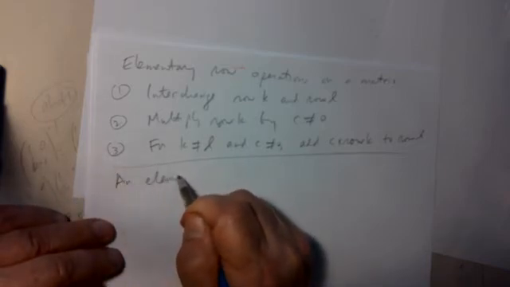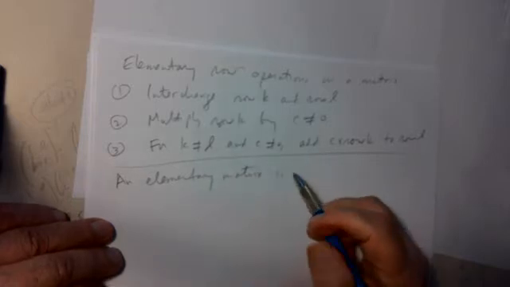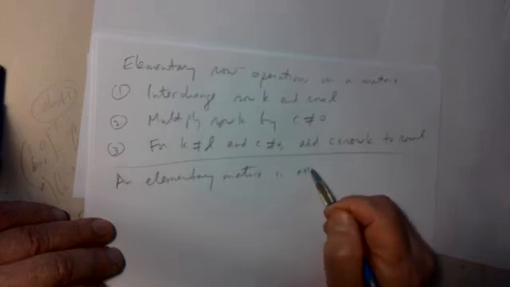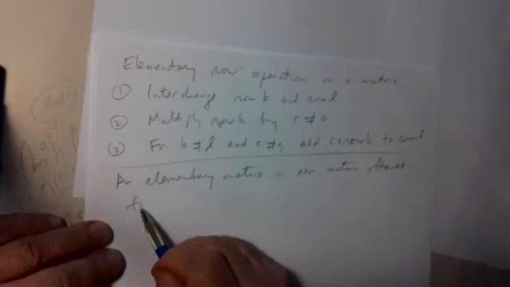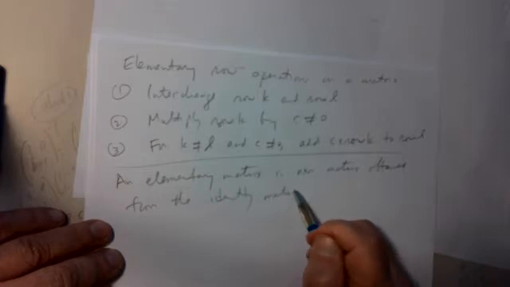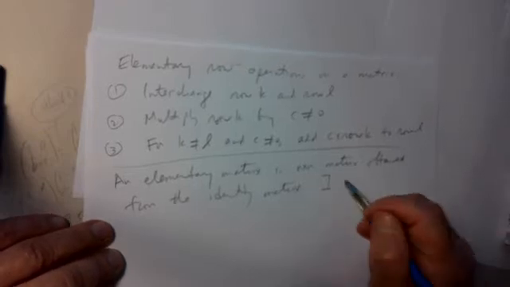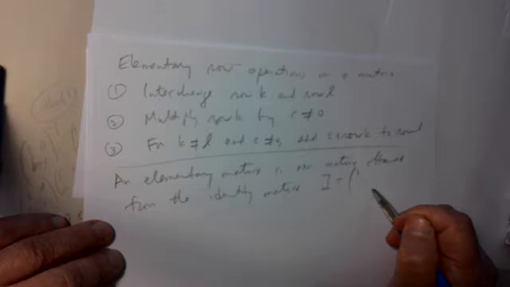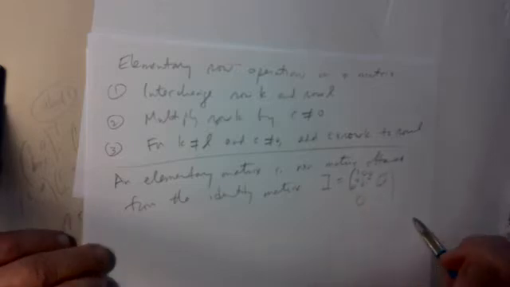Now, what is called an elementary matrix is a square matrix obtained from the identity matrix. The identity matrix, which I always denote by I, is the matrix which has 1 down the main diagonal and zeros everywhere else.